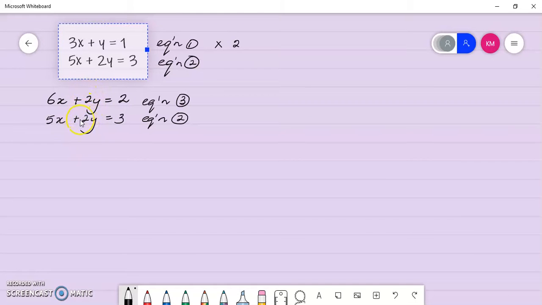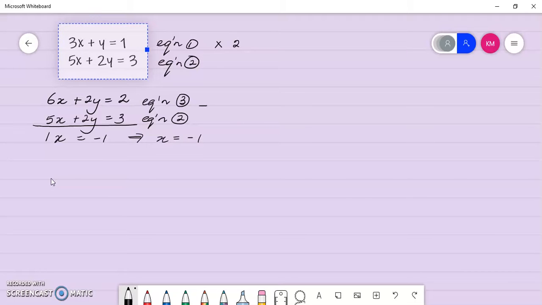So I have the same coefficient for y, and now I can either subtract or add both equations to eliminate the variable y. And to do so, you have to subtract. 6x take away 5x is going to give me 1x. And 2y take away 2y is not going to give me anything, so there's no need to write anything there. And 2 take away 3 is negative 1. So I have x being negative 1.